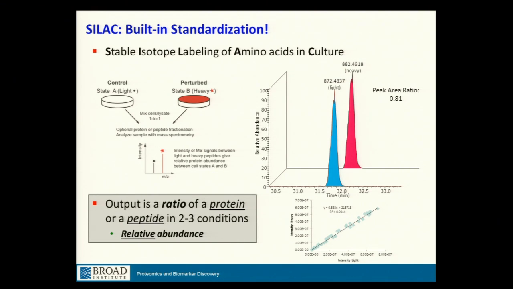Now, everything that happens to proteins from this state happens to proteins in this state. All of that sample preparation stuff happens in parallel: the reduction, the alkylation, the digestion, the cleanup. Anything that happens to one happens to both together using SILAC. It's a great reducer of technical variability in proteomics experiments.